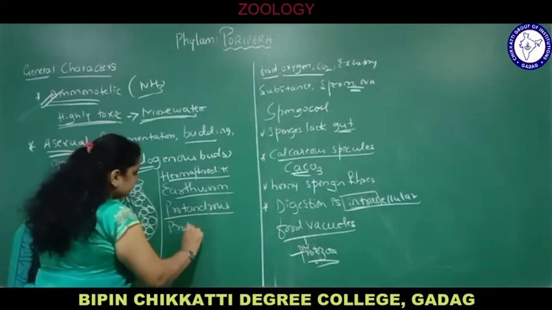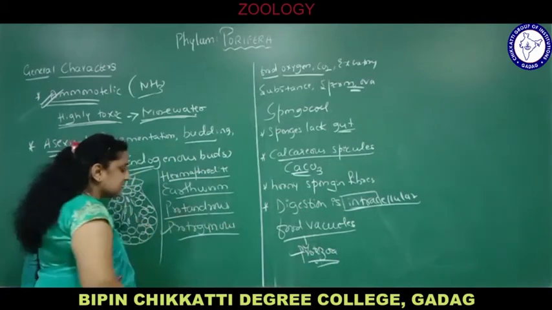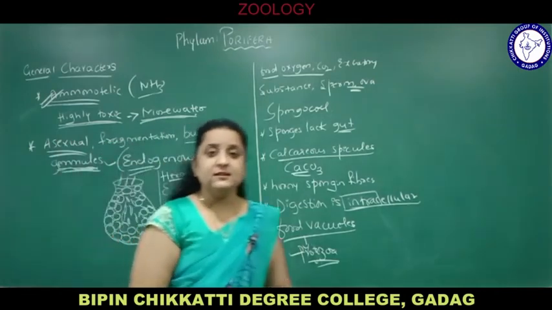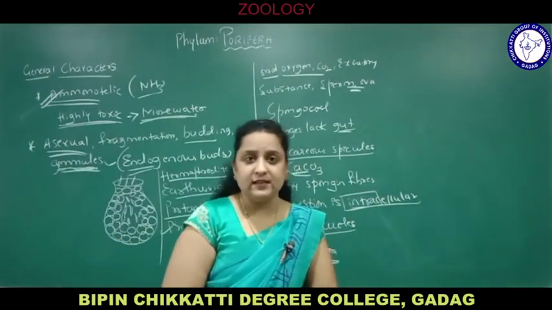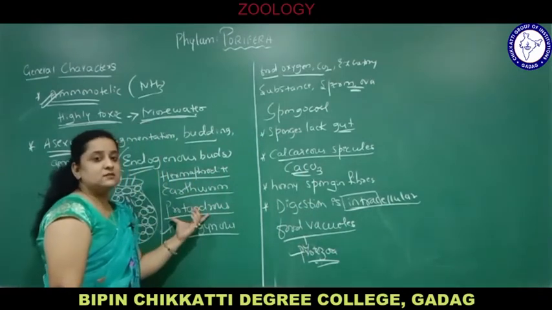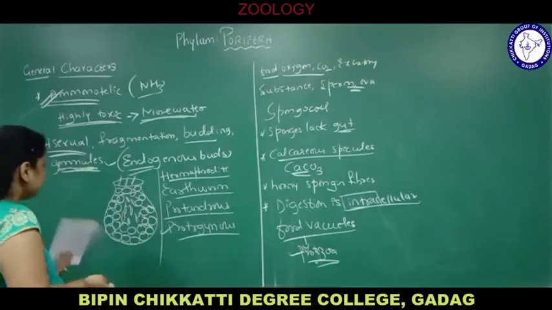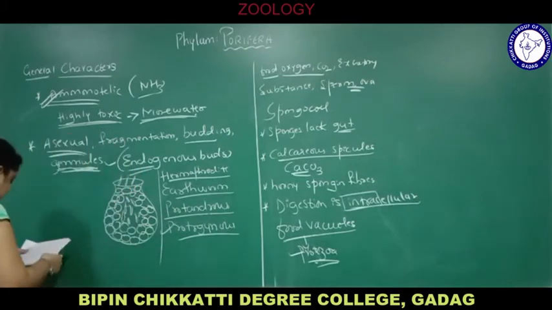Protogynous means in this case females mature earlier than males. We human beings are protogynous, and animals like poriferans are protandrous. Here males mature earlier than females. So protandrous, hermaphrodite, reproducing by asexual means.